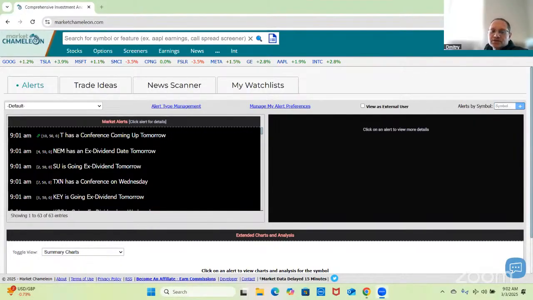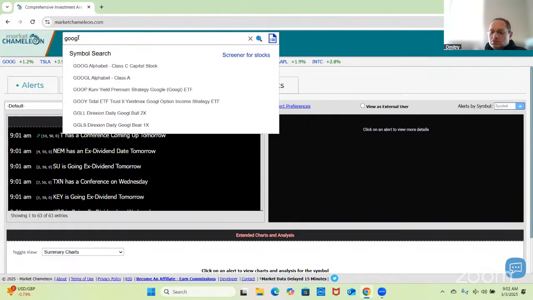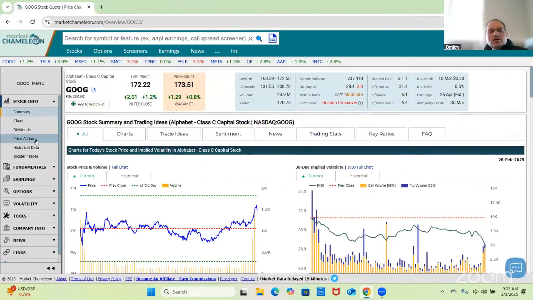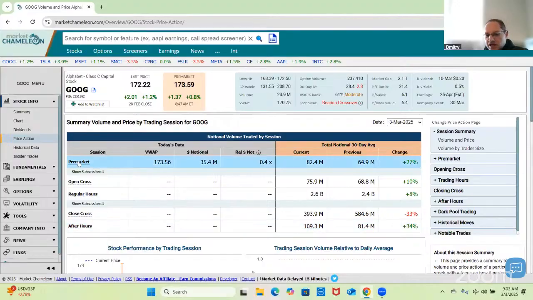So let me first go to a stock symbol and bring up an example. Let's take Google as our example. I'm going to go to Google, and over here, on the left-hand side, there's a menu. Under the stock info, we're going to hit price action. And we come to this summary table with these different market sessions. Today, we haven't opened up yet. So far, we only have the pre-market trading activity.